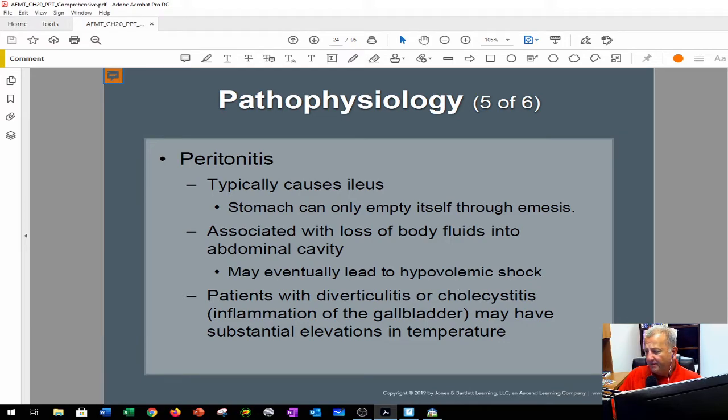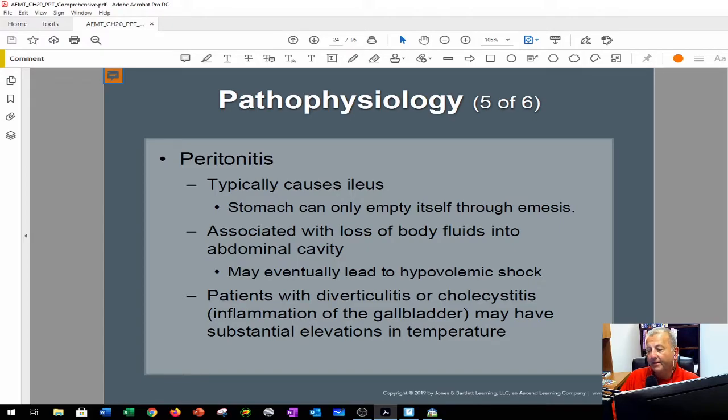We talk about fever here, and it says fever may or may not be present, and it's true. It depends on what stage of the peritonitis you're in. You could be in the beginning stages of the inflammatory process and not have a fever at all, have lots of pain but no fever. Or you could be on that back end of it and you could have a fever. It's not a guarantee, though, that you're going to have either one.